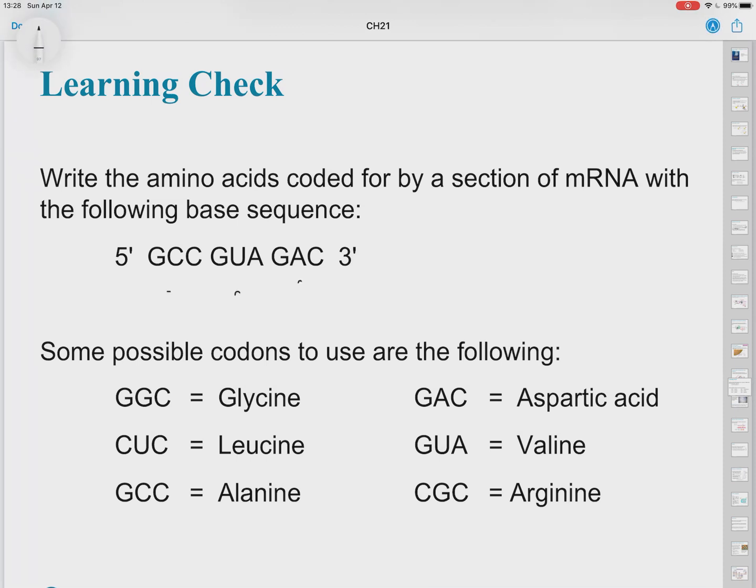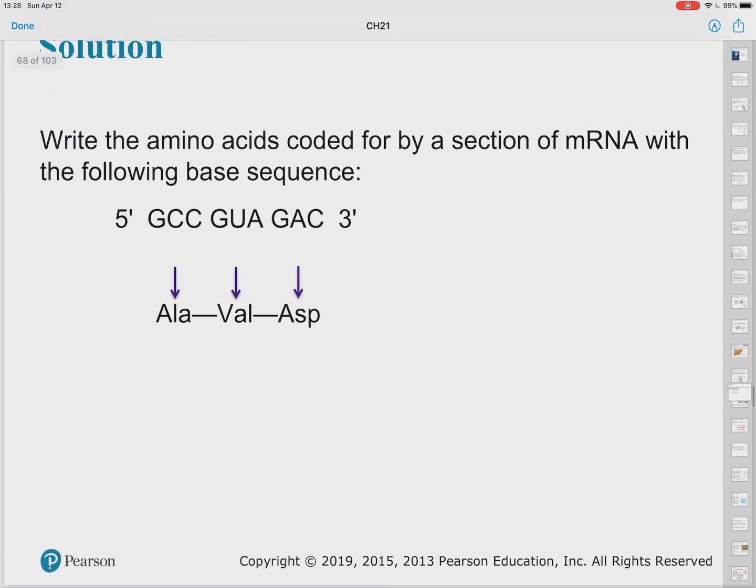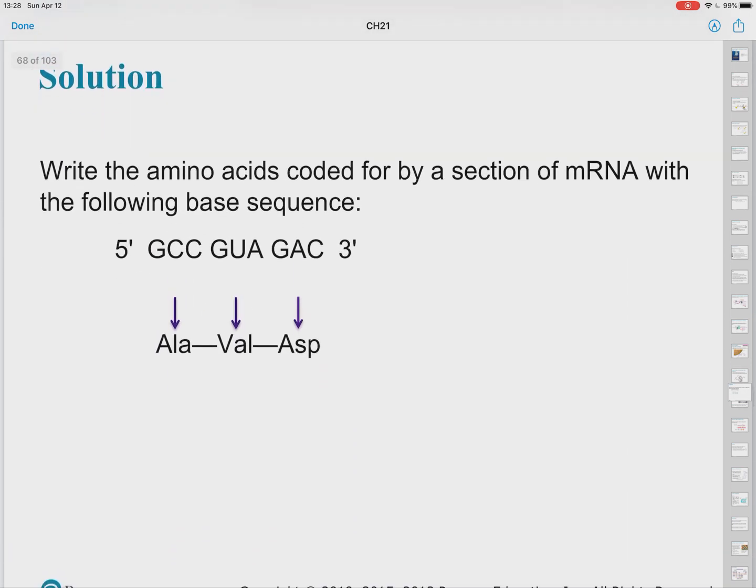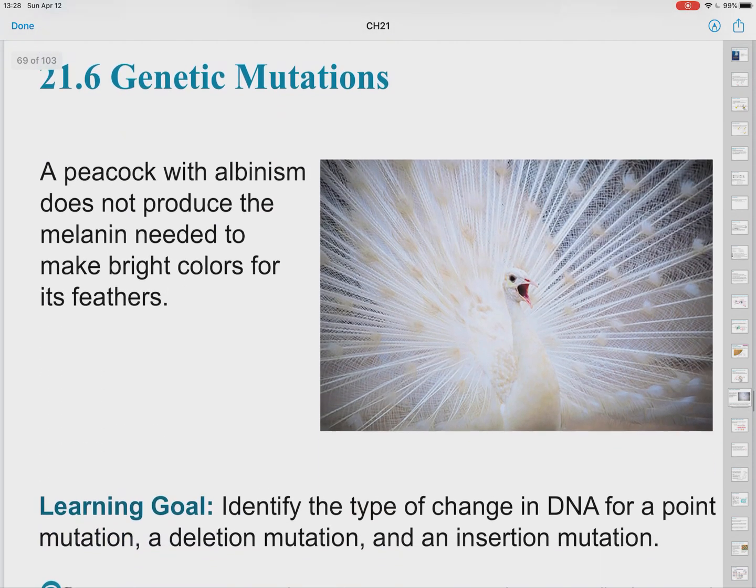So go ahead and give this one a shot. Pause the video, see if you can come up with the order of the 3 amino acids. Of course, they're giving you the codons here, but otherwise you would look at that table that had all 20 on it. Okay, give that a shot. Hopefully you came up with the correct sequence.